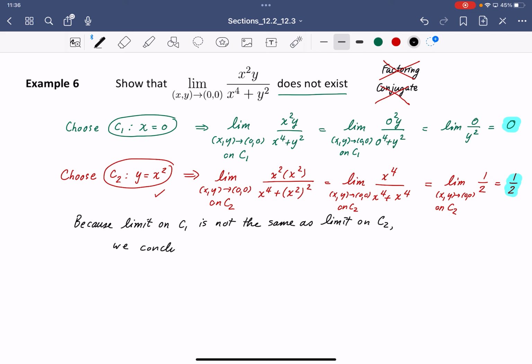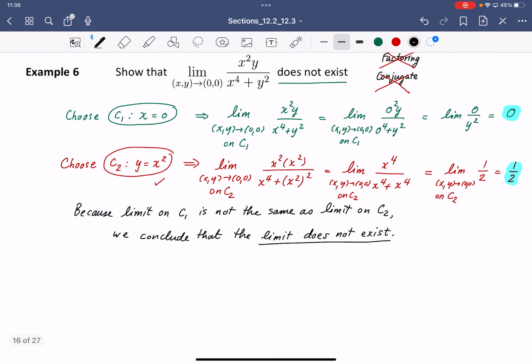We conclude that the limit does not exist. This is the way we learn to compute the limit for questions where you need to show that the limit doesn't exist. You can do it this way.